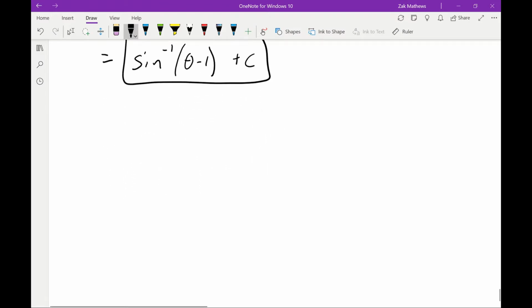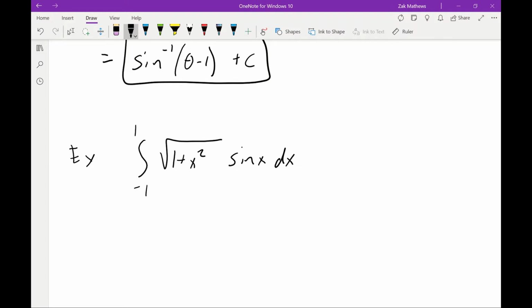Let's do just one more. This one will be a nice quick one. Let's take the integral from negative 1 to 1 of the square root of 1 plus x squared, times sine x dx.